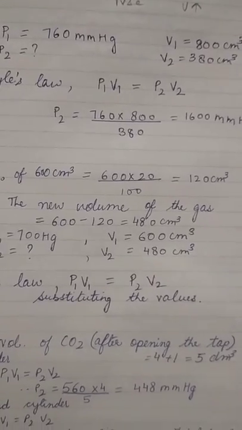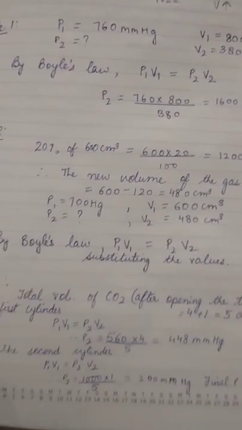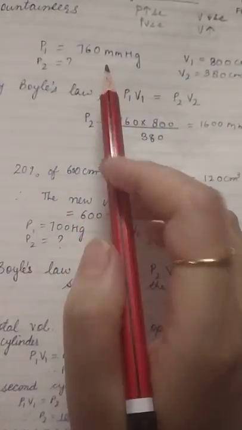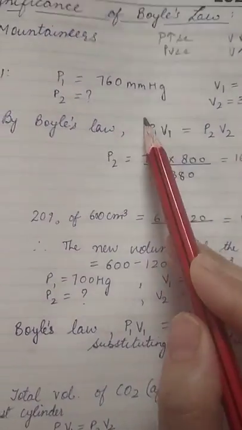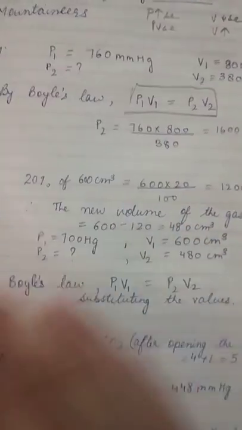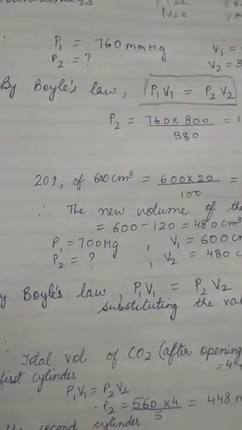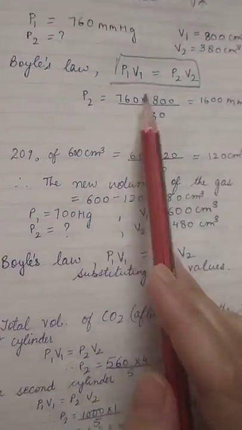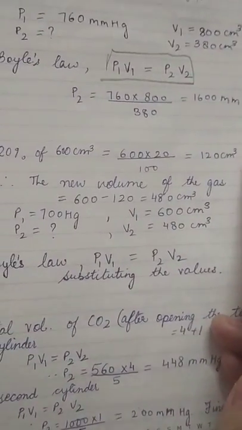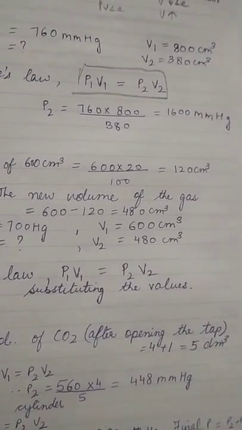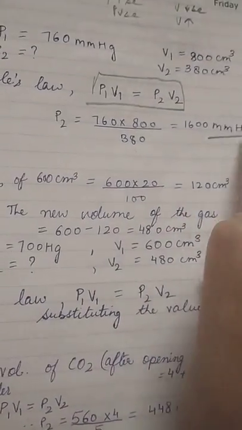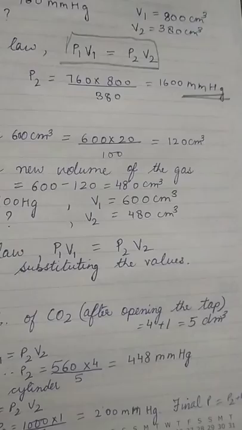The temperature remaining constant, so this tells us that we have to apply Boyle's law. Then we simply have to substitute the values in this formula, P1 V1 is equal to P2 V2, and get the answer. And as it is the pressure, we will be using the same unit. Writing the unit is a must.